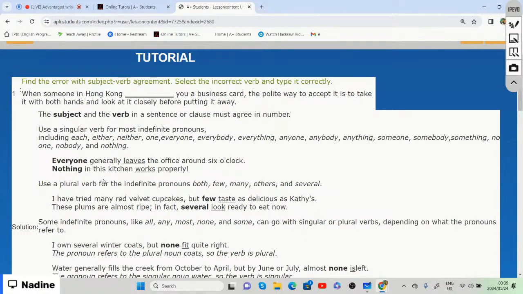So we need to find errors with the subject verb agreement. Then we need to select the incorrect verb and type it correctly, right? And we said with the subject and the verb in a sentence or clause, it must agree in number. So we use a singular verb for most indefinite pronouns, which we made mention of. And we use a plural verb for indefinite pronouns, which are both, few, many, others, and several. And then we have some indefinite pronouns, right? They can go with a singular or plural verb, depending on what the pronouns refer to.